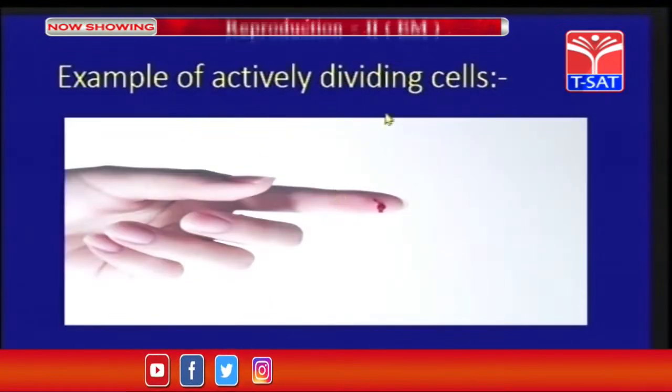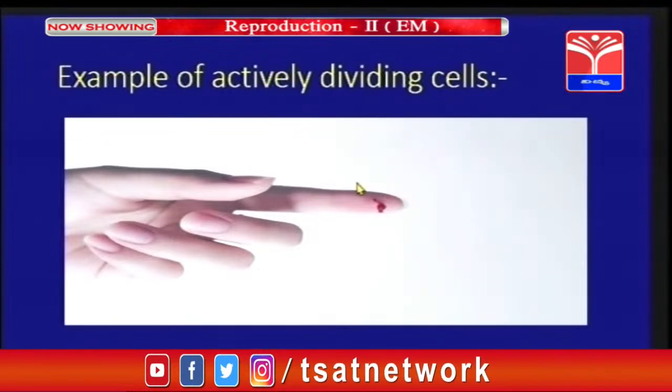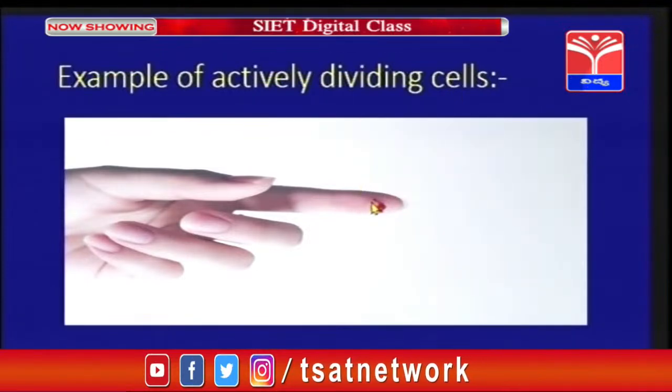The best example for actively dividing cells, as you can see in the image, is the finger with a small cut.